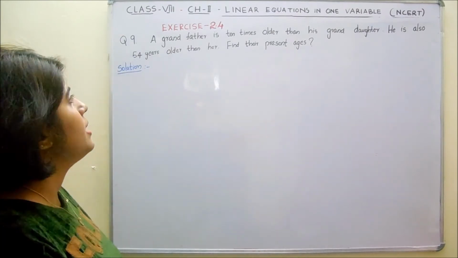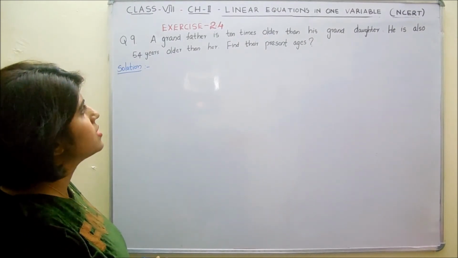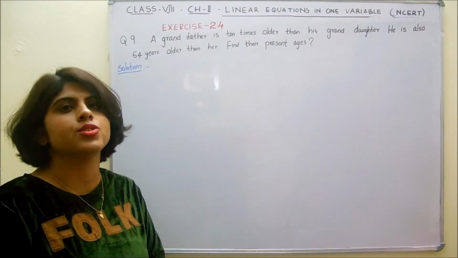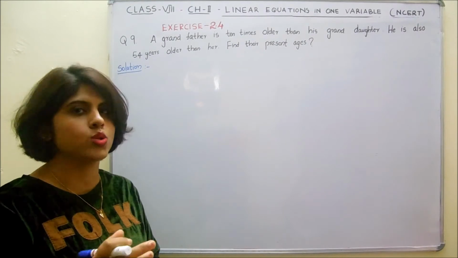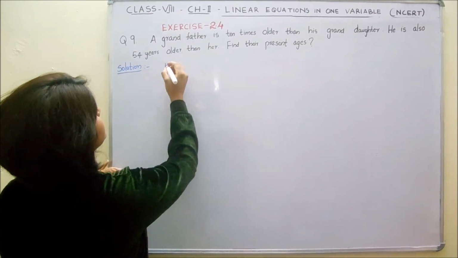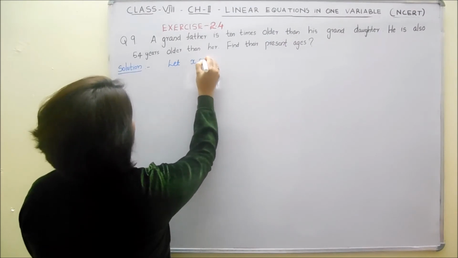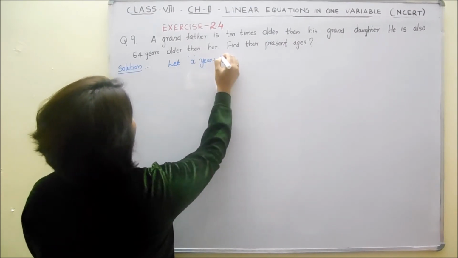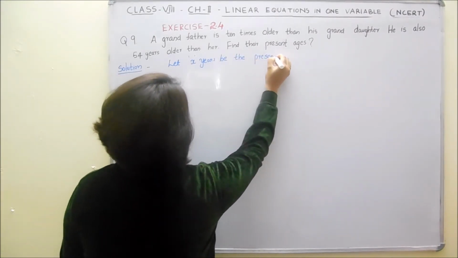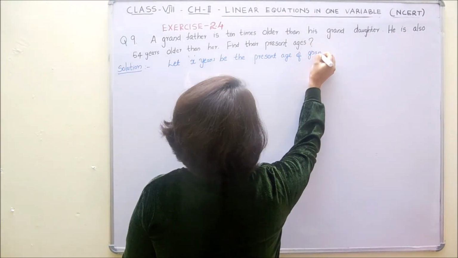Next question. A grandfather is 10 times older than his granddaughter. He is also 54 years older than her. Find their present ages. So we have to find the present age of grandfather as well as granddaughter, right? So let x years be the present age of granddaughter.